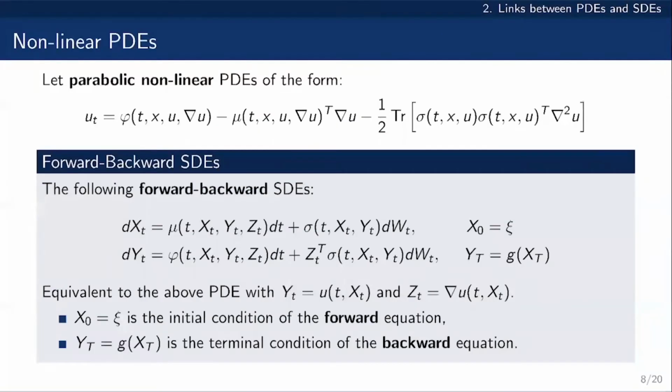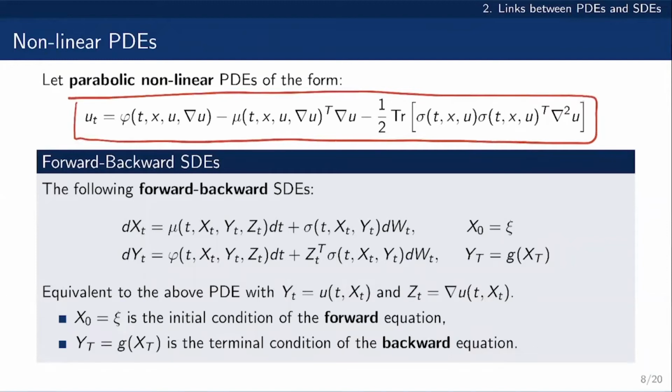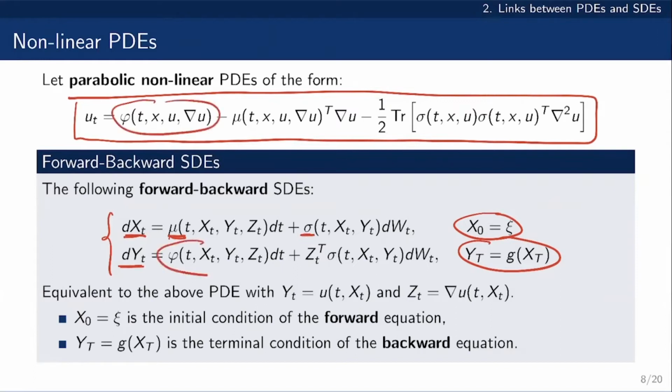So the previous slide was for the linear case. In the nonlinear case and for parabolic PDEs of the following form, it's slightly more complicated because you do not end up with just one single SDE, but instead you end up with a system of forward and backward SDEs. The first one drives the evolution of x with an initial condition here, and the second one drives the evolution of y with a terminal condition here, okay? And you can see here, it's a drift function here, you got the volatility function here, and the function phi here is the one here, okay?